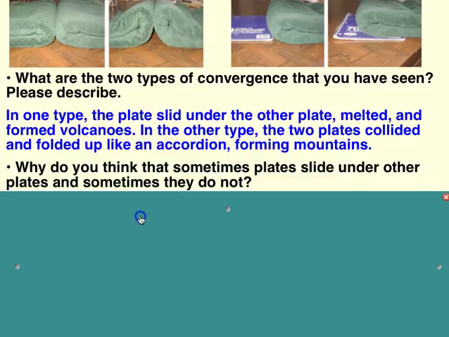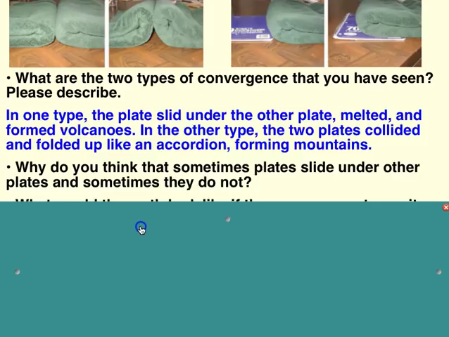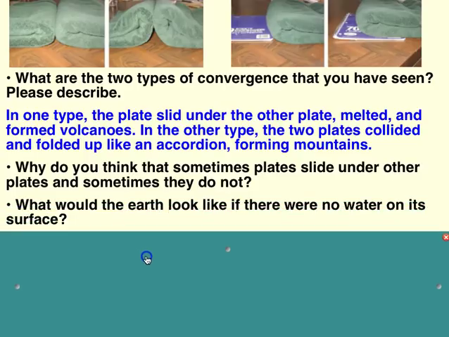So why do you think that sometimes plates slide underneath other plates and sometimes they do not? So I don't have an answer for that, but what are your thoughts? Are you thinking density has something to do with it? And if you are, you're exactly right. So how about this question? What would the Earth look like if there was no water on its surface? And we kind of looked at this when we looked at the Mid-Atlantic Ridge.